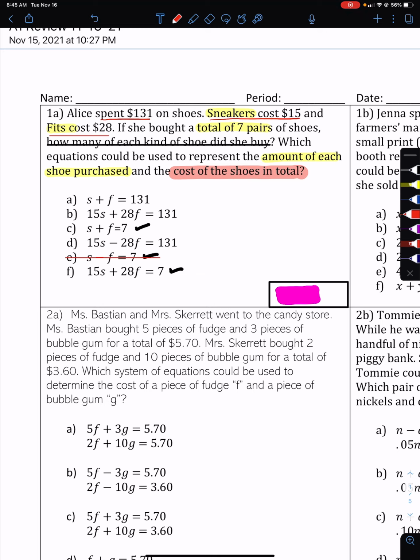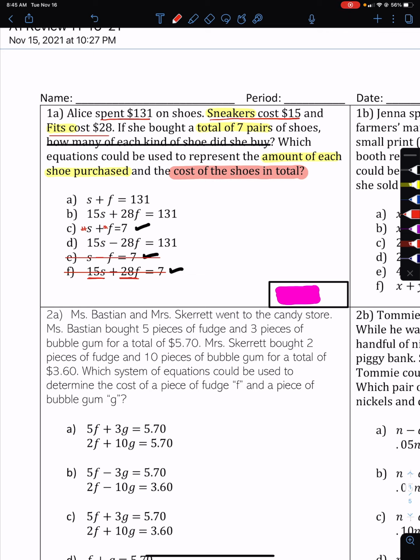And in this case, it is going to be C, because C is just talking about the number of flats and the number of sneakers, where F is talking about the cost of the sneakers and the cost of the flats, and I know that that doesn't equal $7.